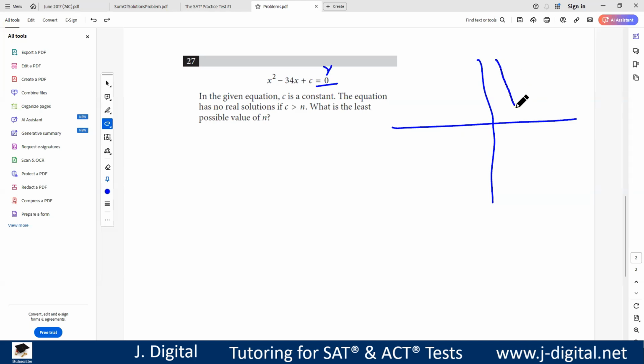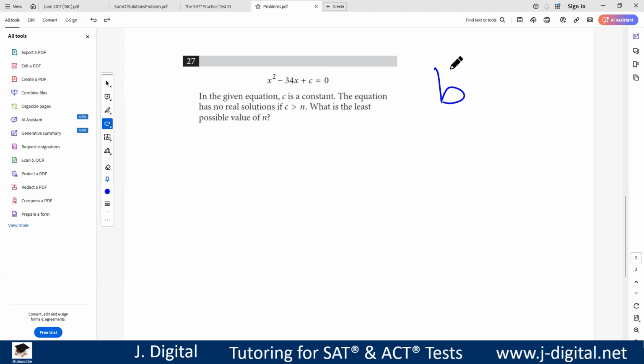Okay, we have 1 real solution. It would just be the vertex that hits the x-axis there. That'd be the only x-intercept you have at the vertex. And when you have no real solutions, you're not intersecting the x-axis at all. So something like this, where it's no x-intercepts, we have no real solutions.